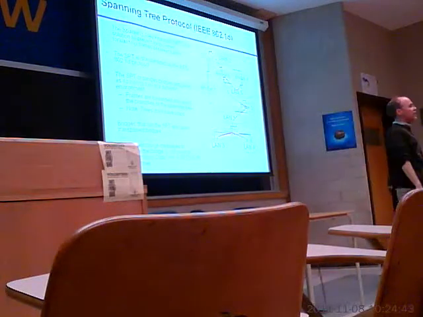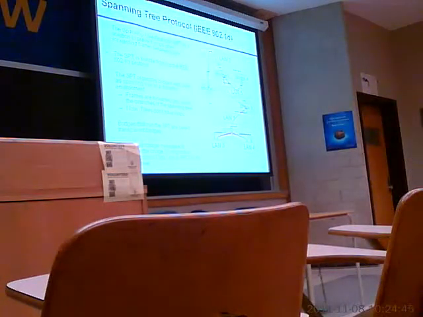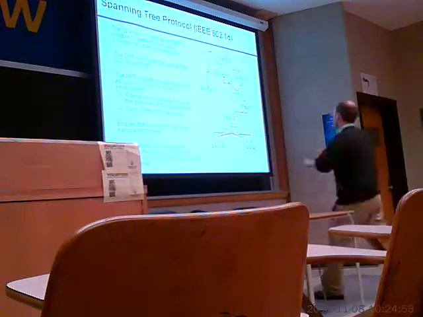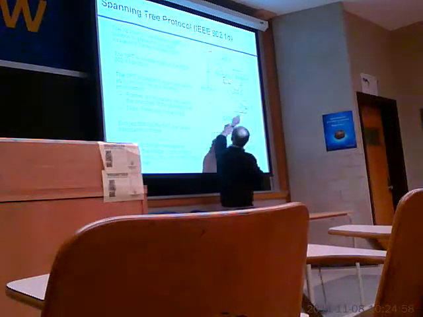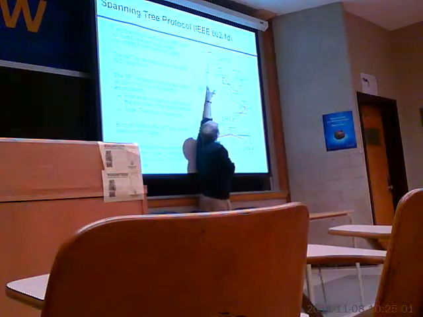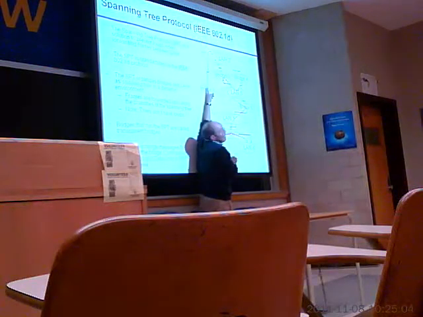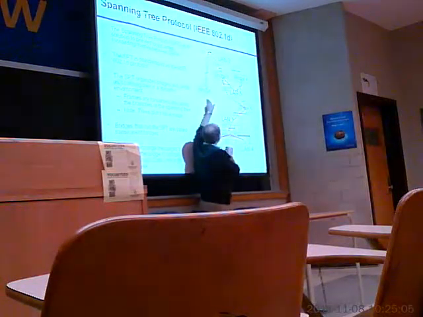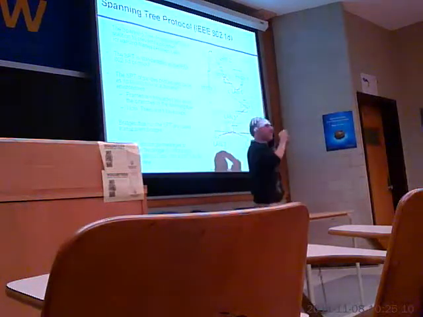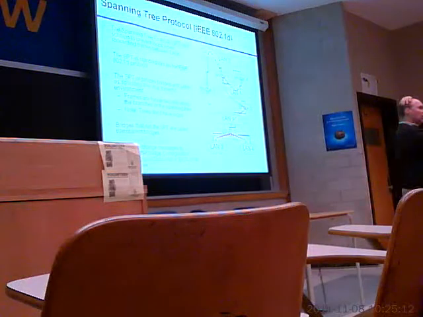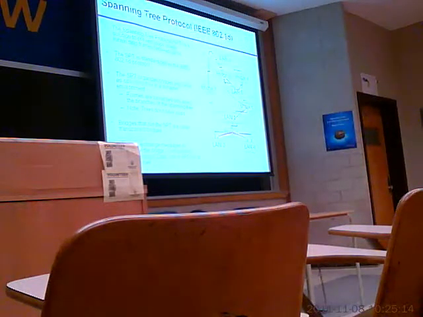And now the rule is this: bridges only forward frames along edges of the spanning tree. Each bridge knows which of its ports is part of the spanning tree. This bridge knows that this port here, the port going to LAN 2, is part of the spanning tree, and this one is not. And the bridges never forward traffic on ports that are not part of the spanning tree.